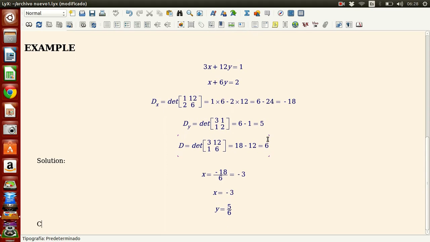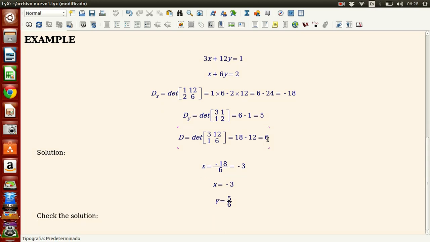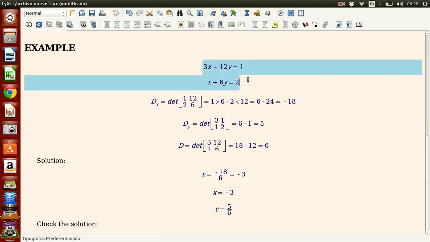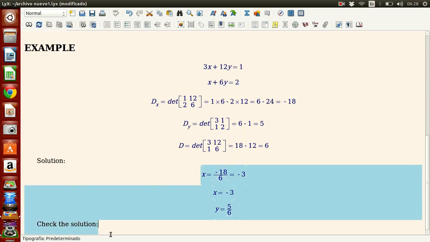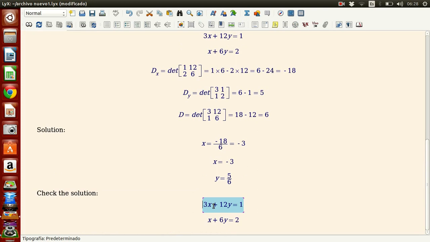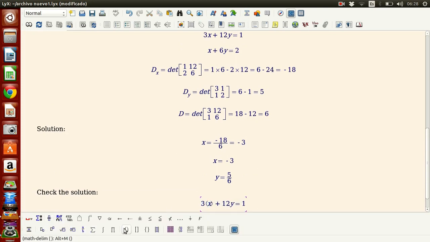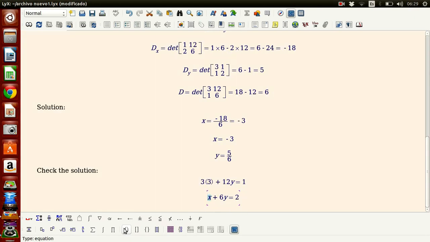It's better that you check the solution. Maybe we commit a mistake. Maybe you didn't check here properly as I did, and we commit a mistake. So always check the solution. We check the solution by using the original equation and changing the x for minus 3, and y for 5/6. Okay, it's not 3, it's minus 3.